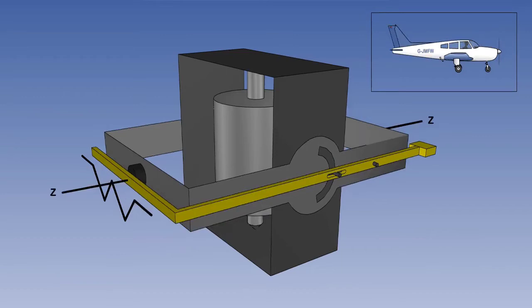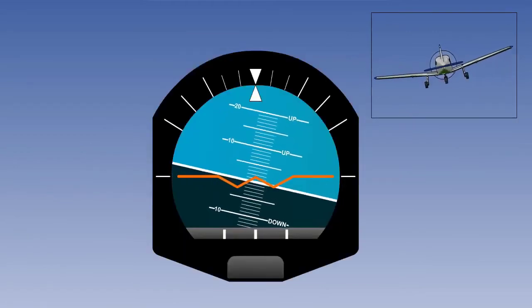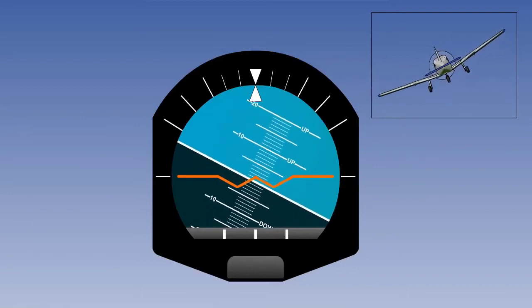In roll, the aircraft, and therefore the instrument case and the gull wing motif, will rotate around the ZZ axis, while the gyro and the attached horizon bar will remain stabilized. The result is that the instrument shows a roll in the direction of the bank.